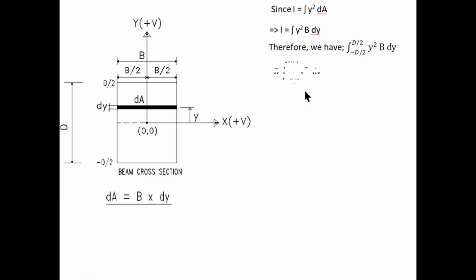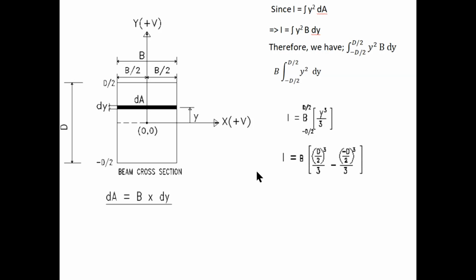Then, because b is a constant, we can take it out of the integration. And then we would basically have b times the integration of y squared dy with the limits. Then all it is after that is traditional integration. The antiderivative of y squared would be y cubed over 3. So we can say I is equal to b y cubed over 3, and we have the limits.